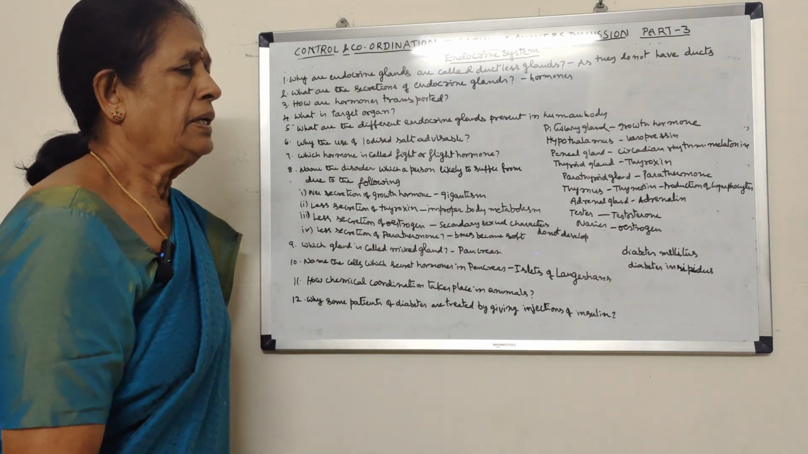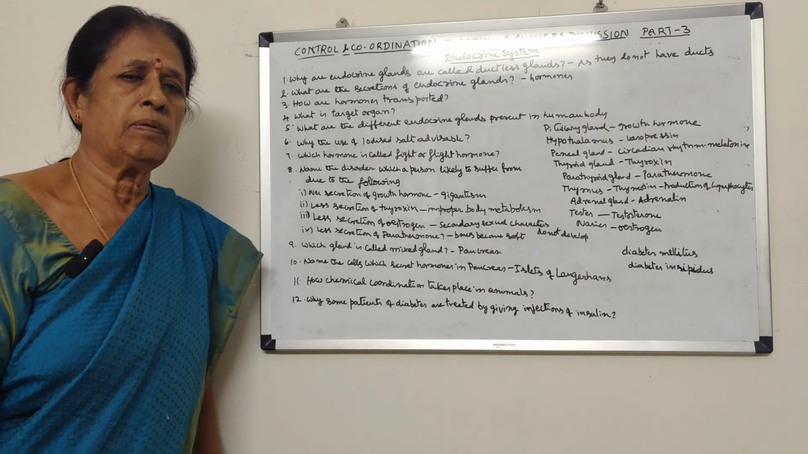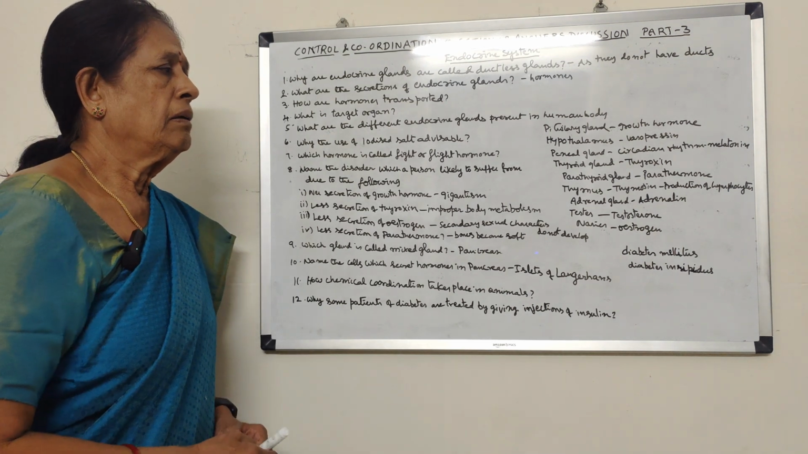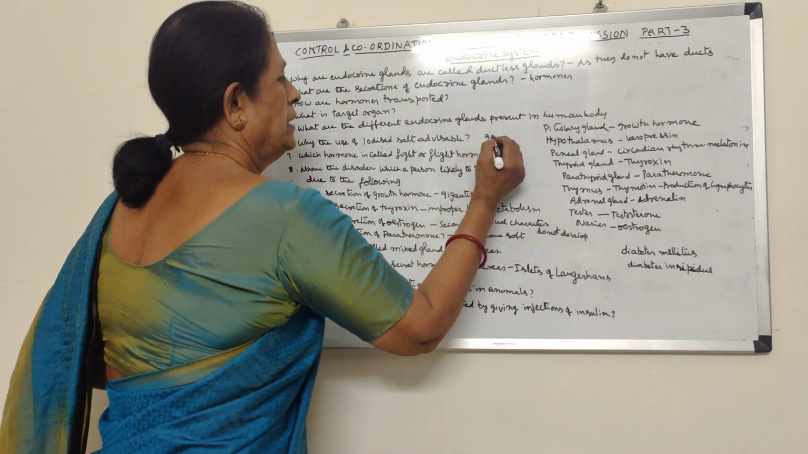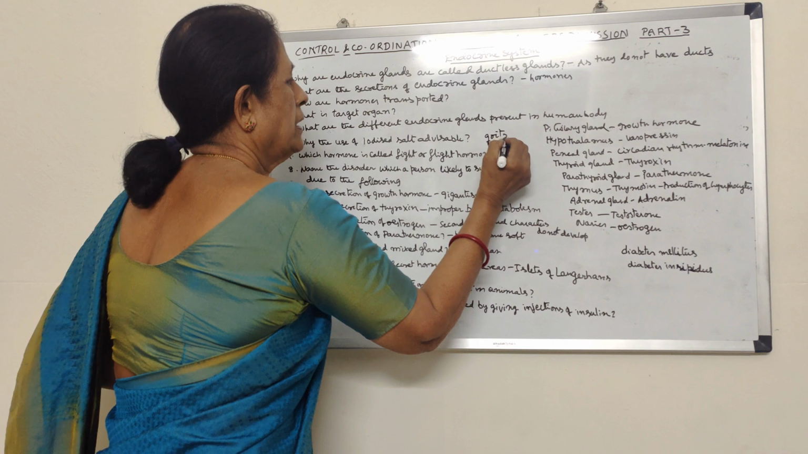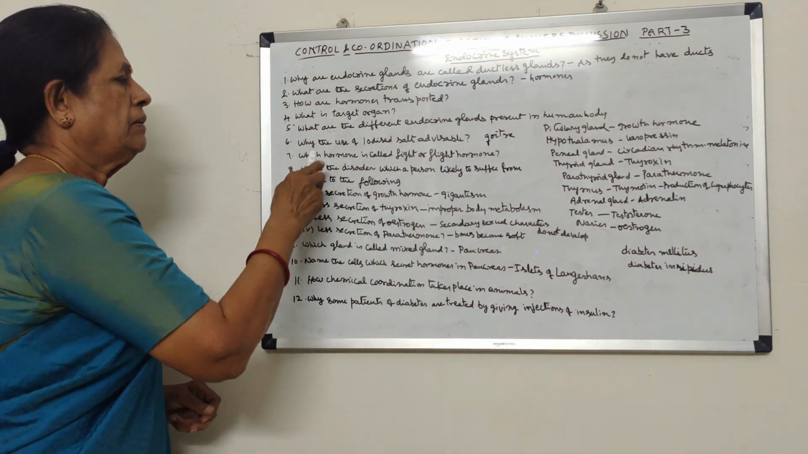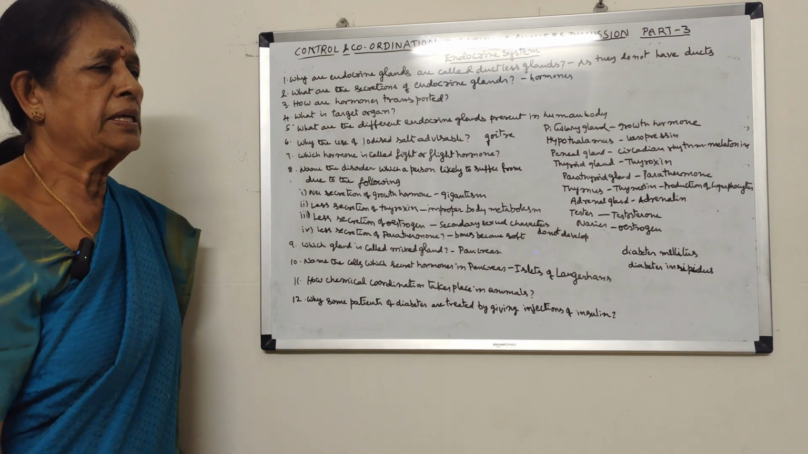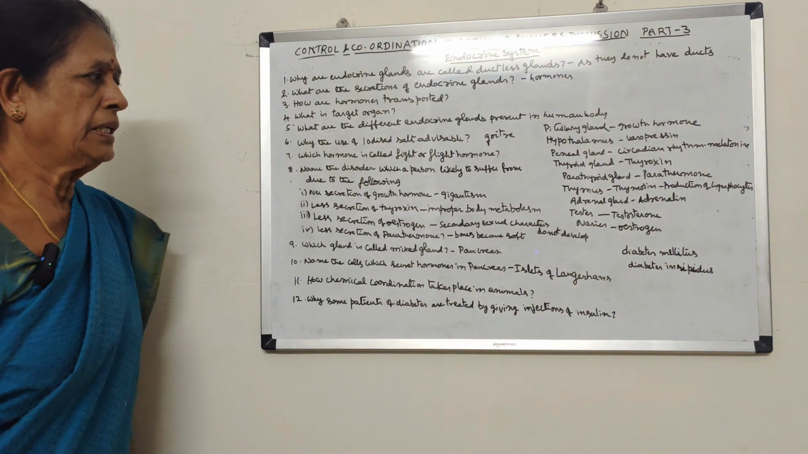If there is a deficiency of thyroxine, especially in children, physical and mental growth will not take place properly, and in adults it causes a disease called goiter, a swelling in the neck region. That is why it is always advisable to take iodized salt, that means salt enriched with iodine, so that we can avoid the disease goiter.